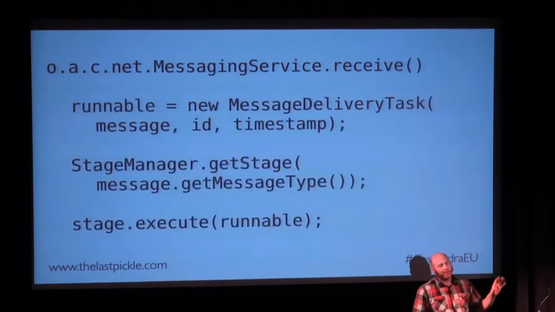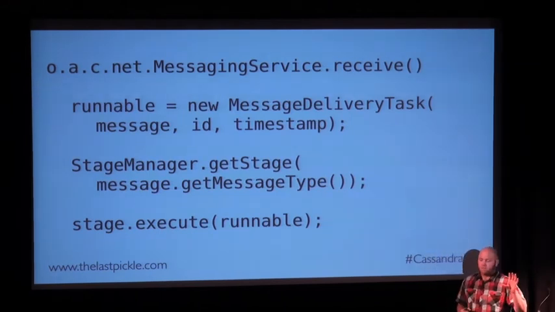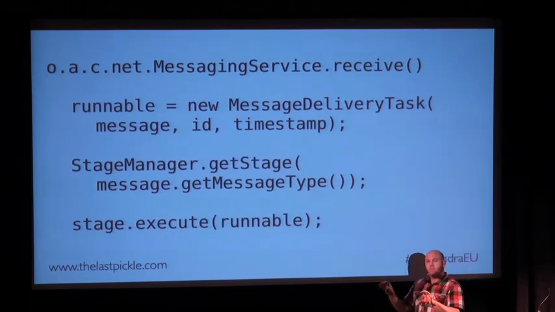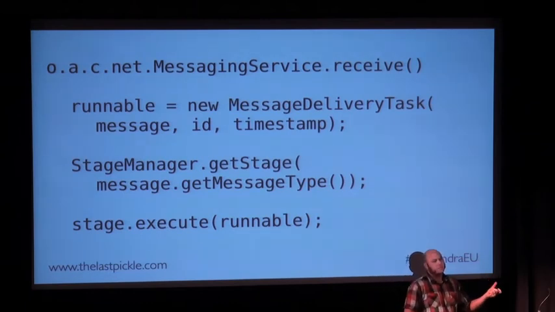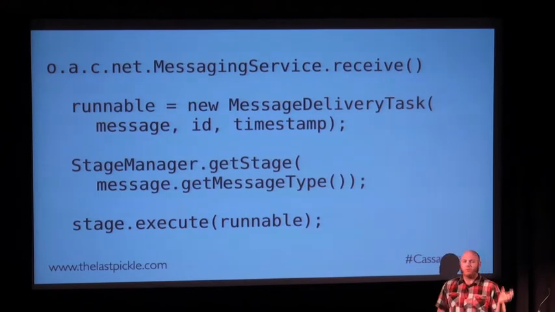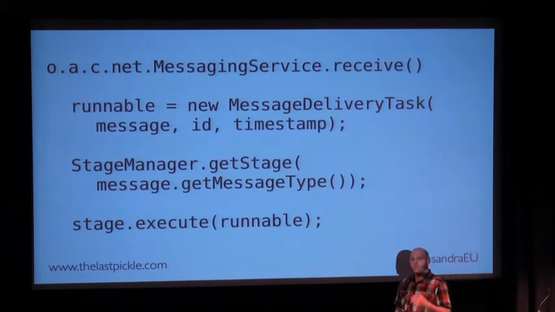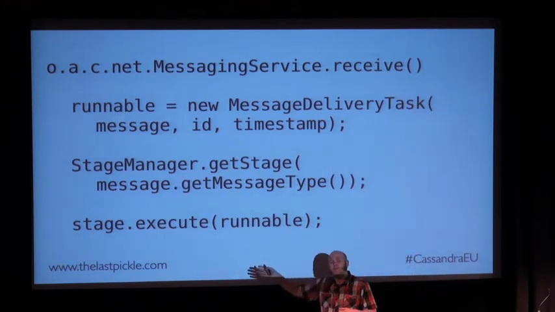So now we can bring this together in the message service receive function. We've got a verb, we've got an object that can process that verb, and we know the thread pool that we want to run that on. So when this guy's called, we've got our message. We wrap that up in a message delivery task. This is just a runnable that we can put into the thread pool later on. We use the message type, the verb, to get a stage to run it on. And then we just drop our message delivery task into that stage and say execute.